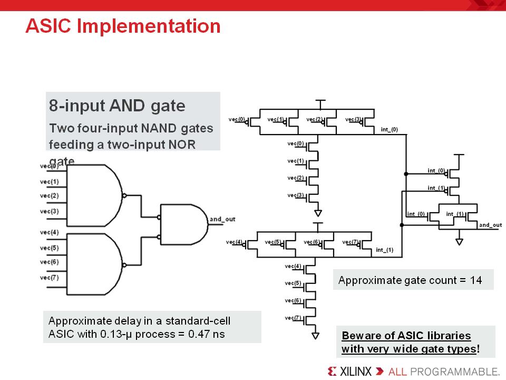When we put this into a standard cell ASIC, we get a circuit and we end up using 14 of the ASIC gates. In this technology, this component resulted in an approximate delay of 0.47 nanoseconds. Certainly good performance and built efficiently for this ASIC architecture. But beware that your ASIC libraries do not map over to an FPGA library. In fact, very wide gate types tend to infer long delay paths in FPGAs. So these types of logic will have to be optimized for an FPGA design.